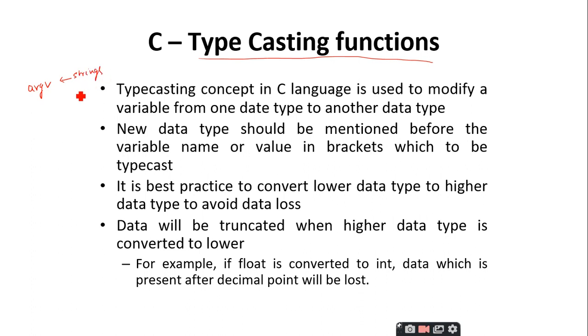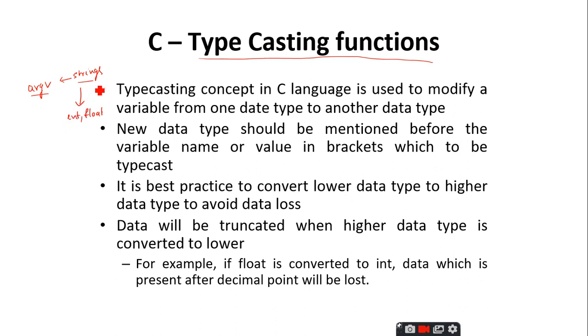Whatever you give in the command line argument, everything will be stored in the argument vector in the form of strings. But when I want to make arithmetic operations on the command line arguments, which are stored in the argument vector in the form of strings, you need to convert these strings into integer values or float. So, you need to convert the data type string into int or float. This is nothing but typecasting.